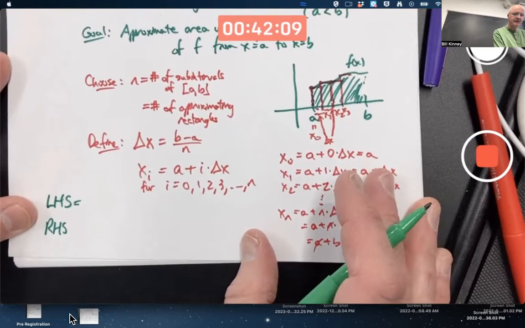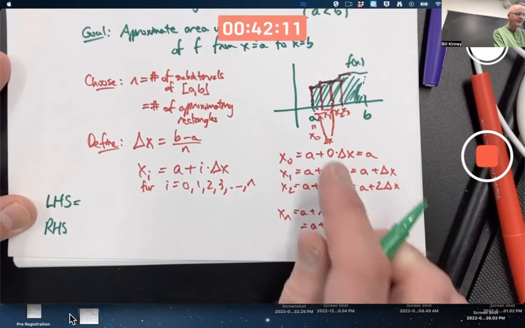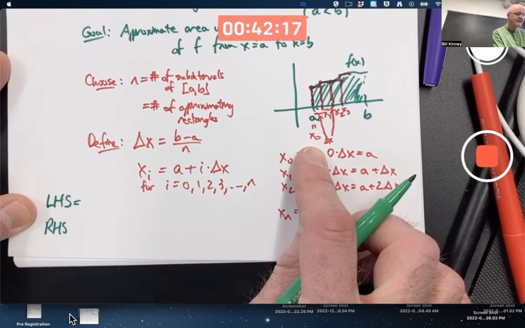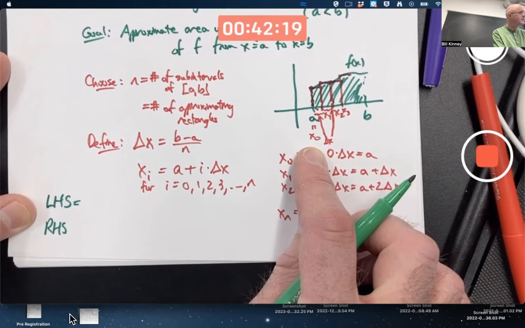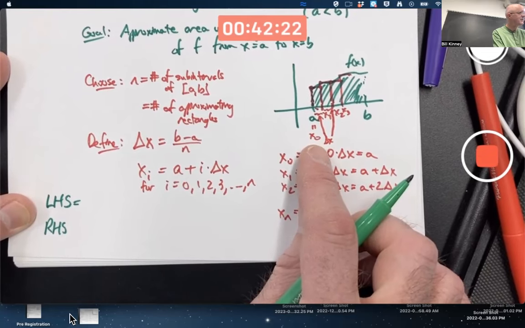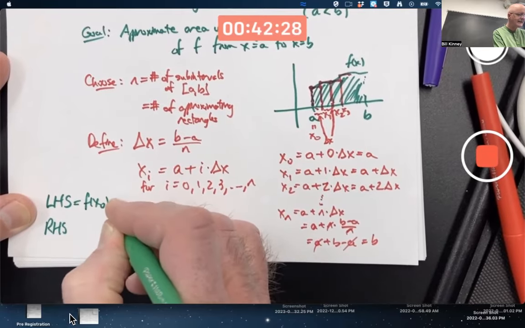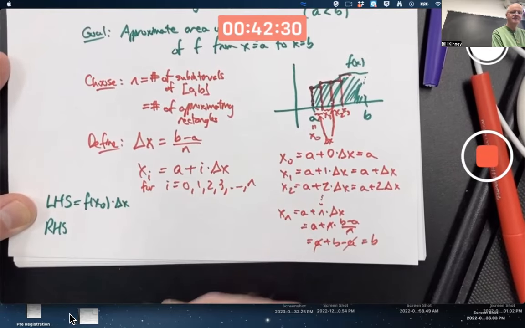Think about it symbolically. What's the area of the first rectangle for a left-hand sum? Base times height. The height is f of x0, right? x0 is the left endpoint of the first interval. Plug it into f to find the height. F of x0 is the height. Its base is delta x.